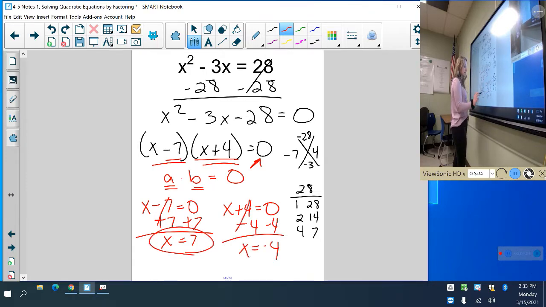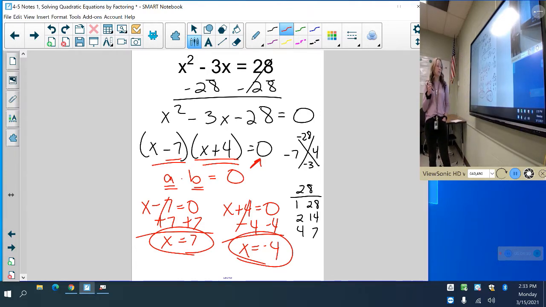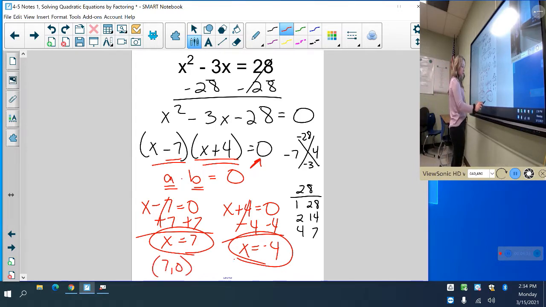Those are my X-intercepts. So in this case, I have 2 X-intercepts. If the question says place your X-intercepts as an ordered pair, make sure you put them as (7, 0) and (negative 4, 0). It just depends what the question asks.